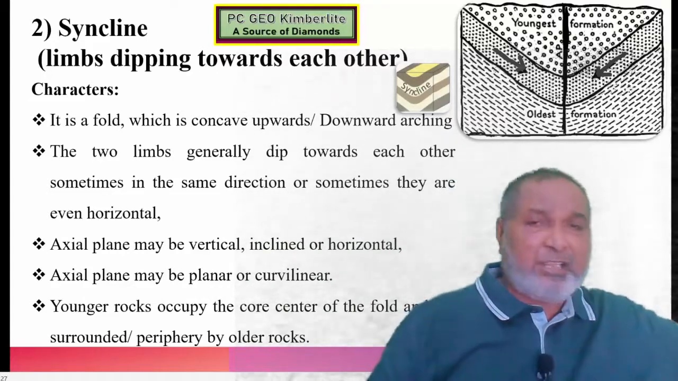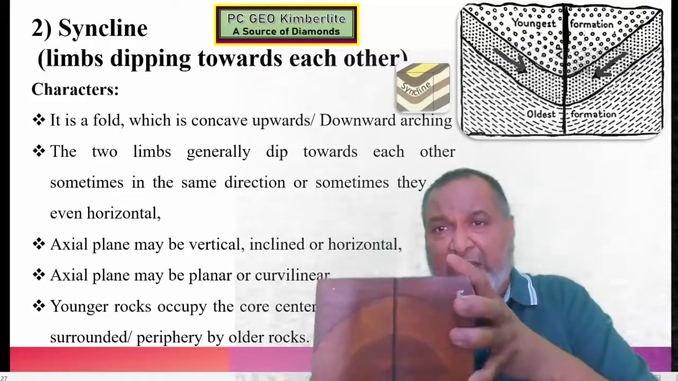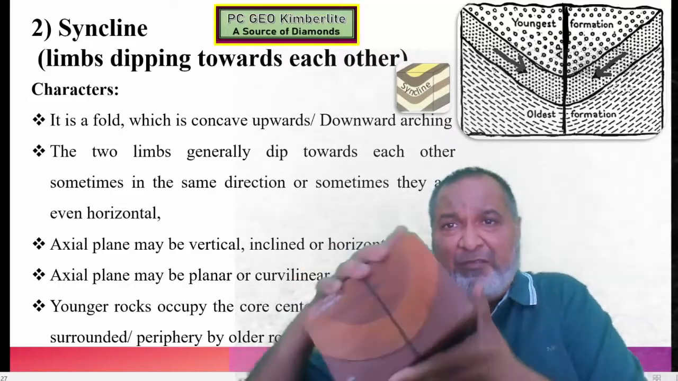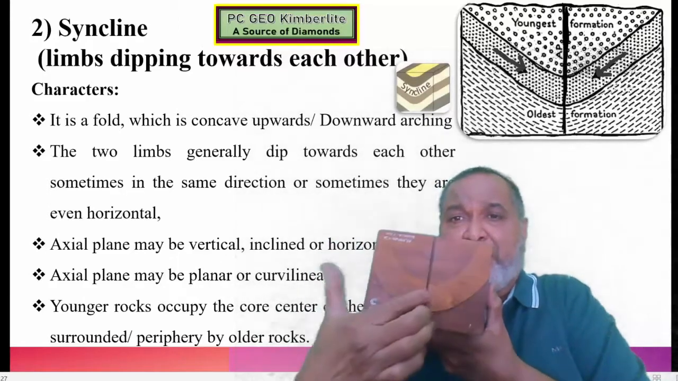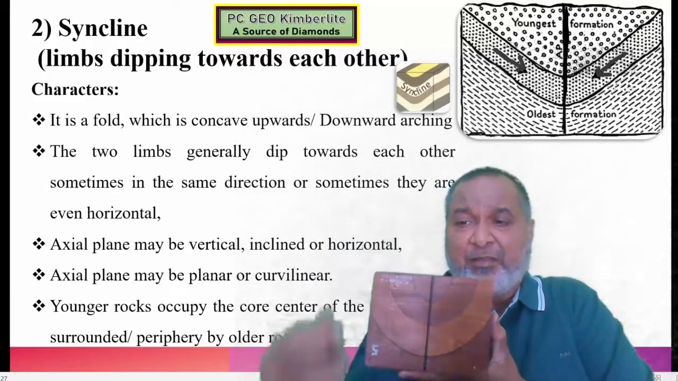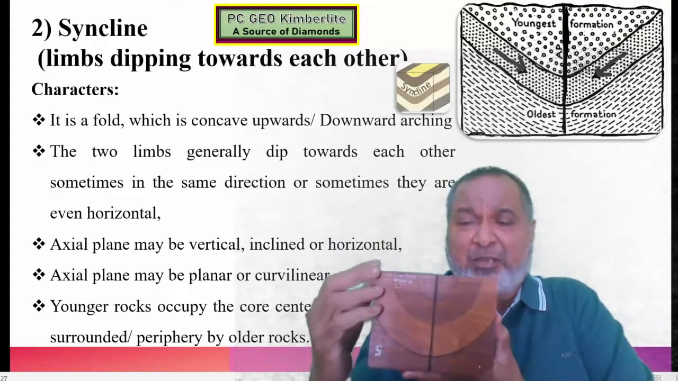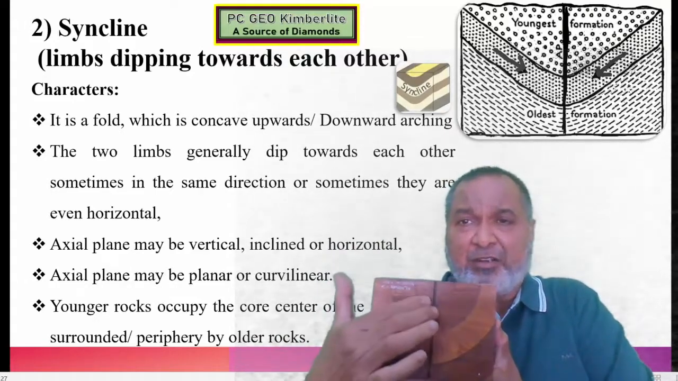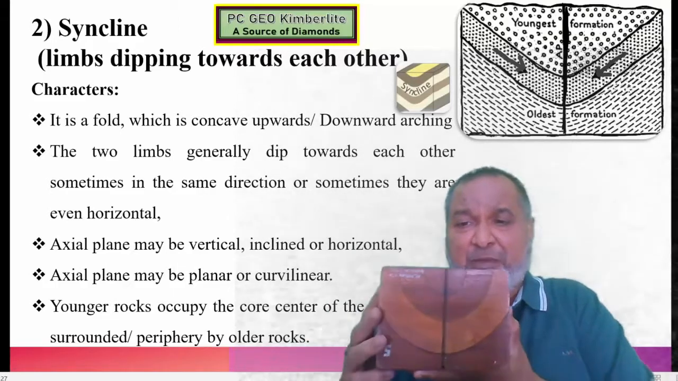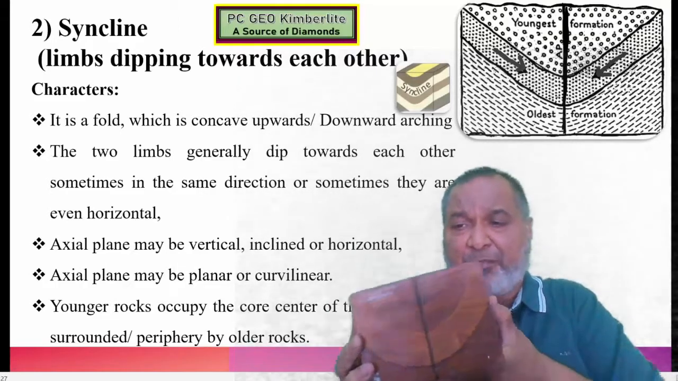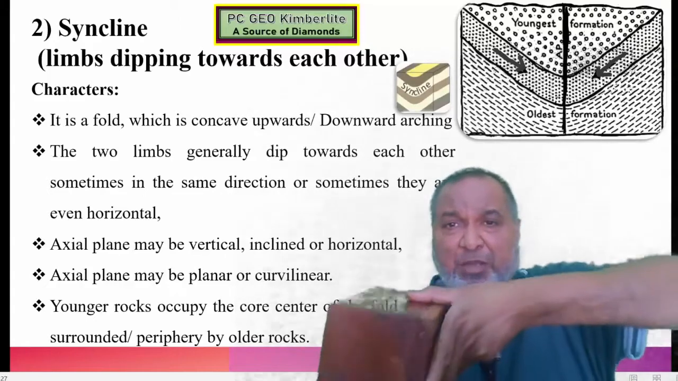Just as we have been seeing this model like an anticline, yes, if you make the reverse, this is the syncline. Limbs are dipping towards each other. Yes, older formation at the periphery and younger formation at the center. So this is what we have. The axial plane may be vertical, it may be inclined, or it may be horizontal.